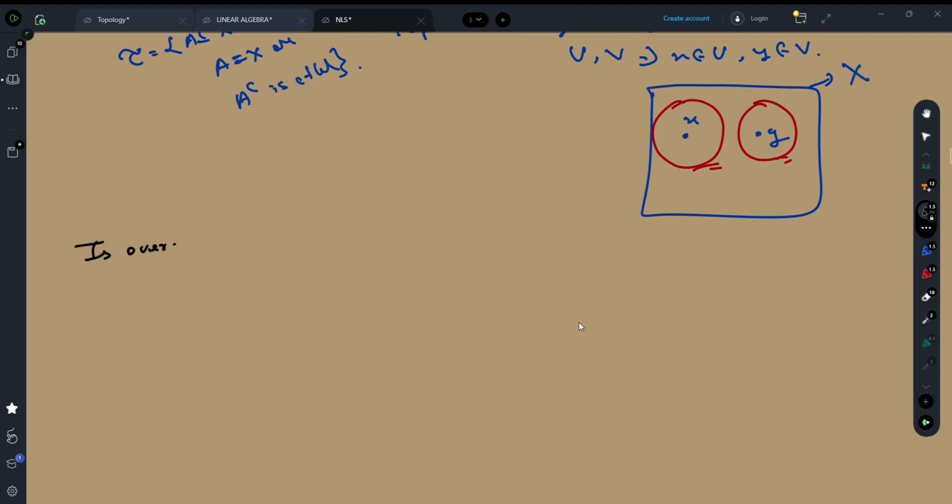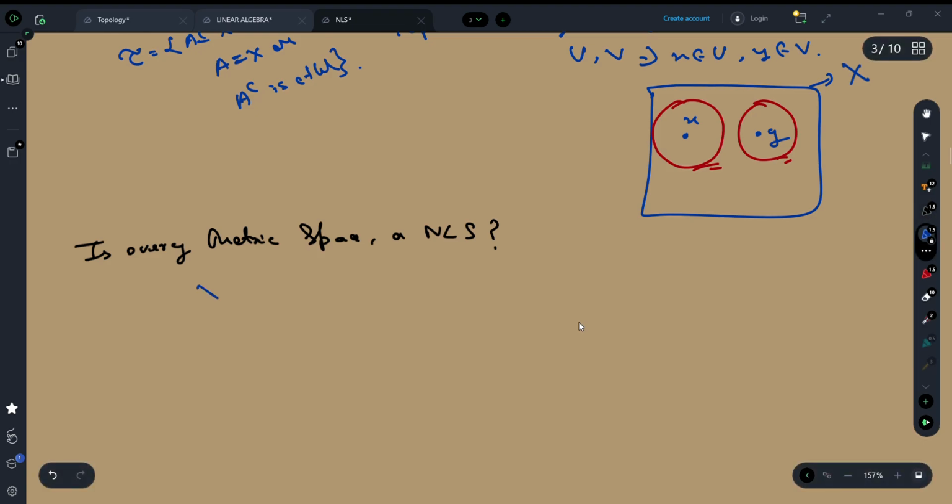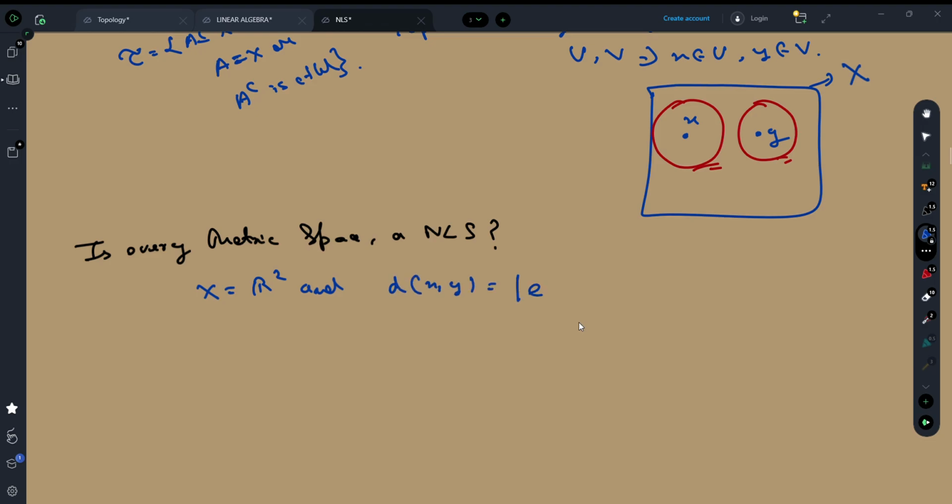Is every metric space a normed linear space? So we have a very fine example of this. We consider the metric space R2 and we define the metric d as the absolute value of e to the power x minus e to the power y. Okay, clear? Okay, so now this is clearly a metric.